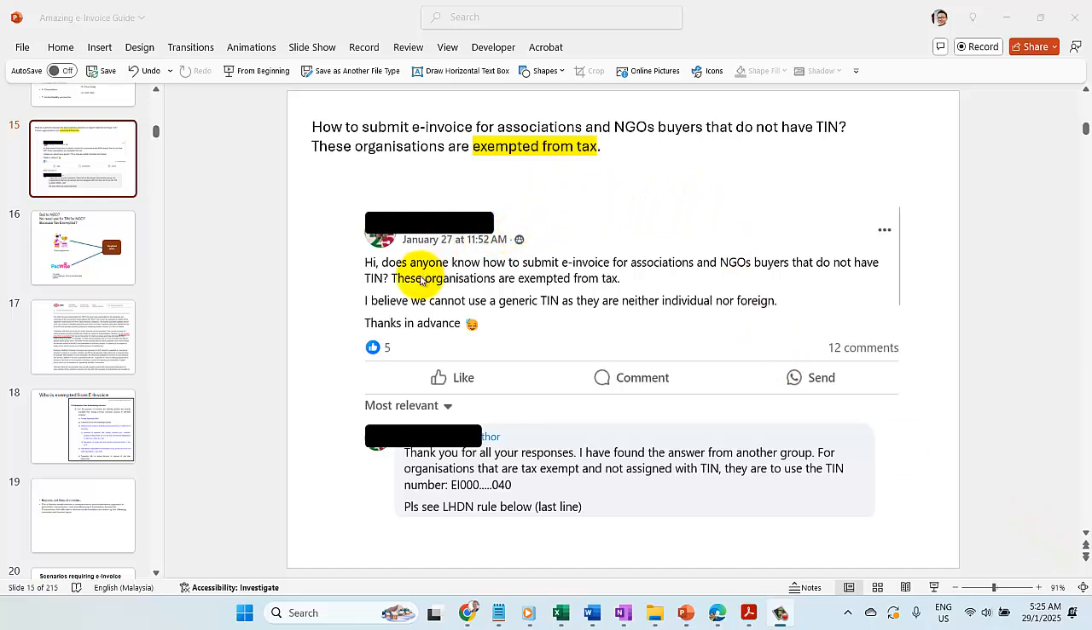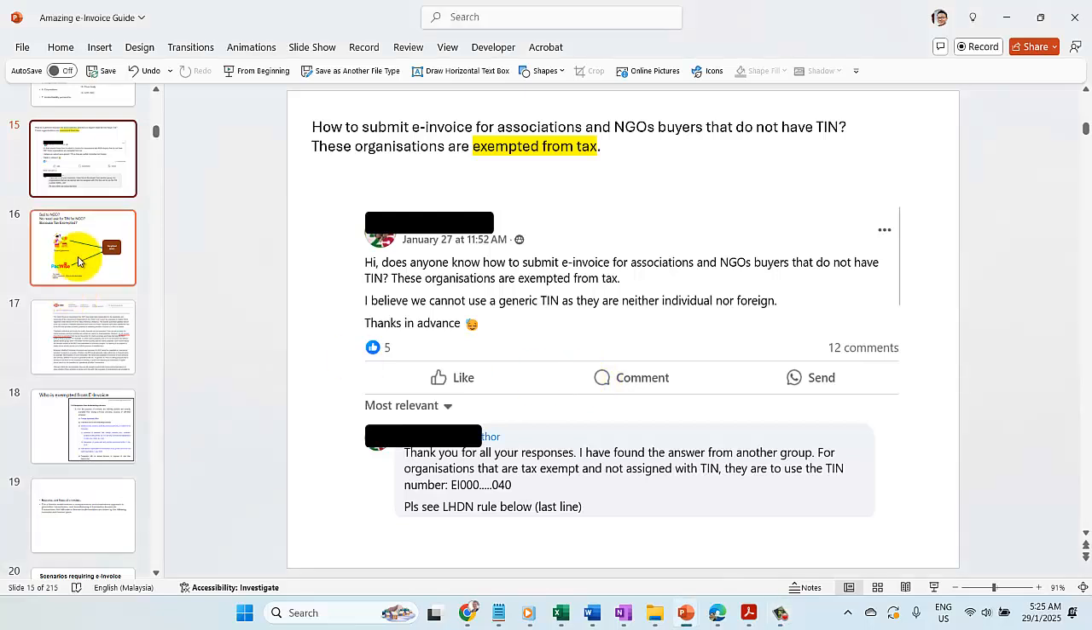Hi. There's a question on whether anyone knows how to submit e-invoice for associate and NGO buyers that do not have TIN. So that means the NGO buys something from this person, and what the person understands is that the organizations are exempted from tax. The same person also answered that for organizations that are tax exempt and not assigned with TIN, they are to use the TIN number E0040. Right. So the question is, is that correct?